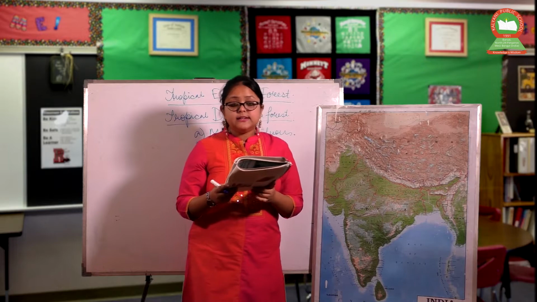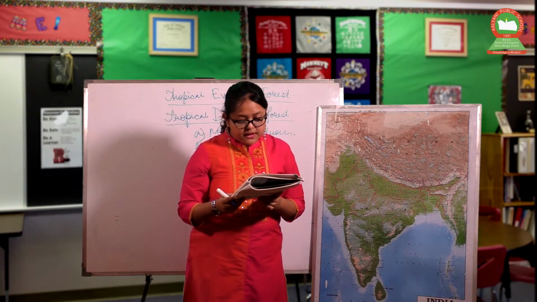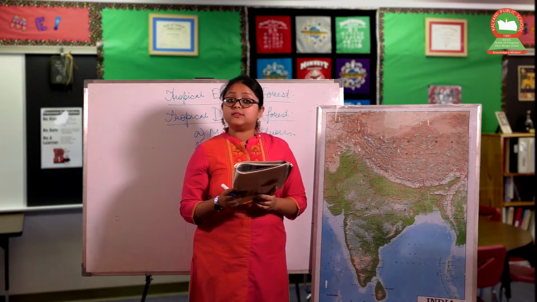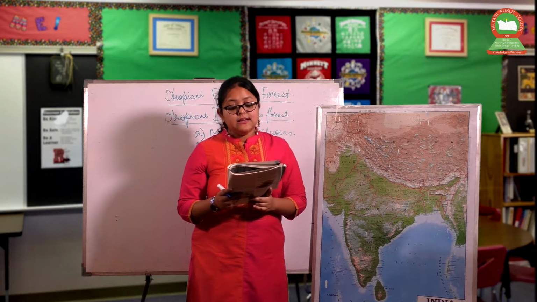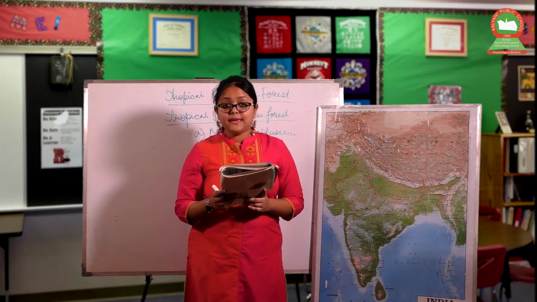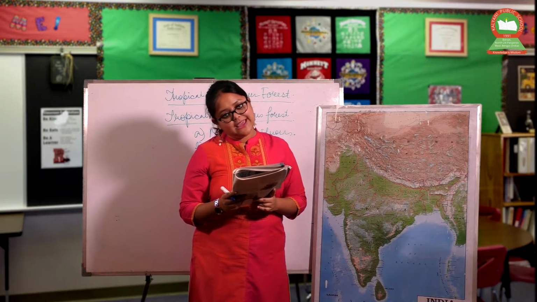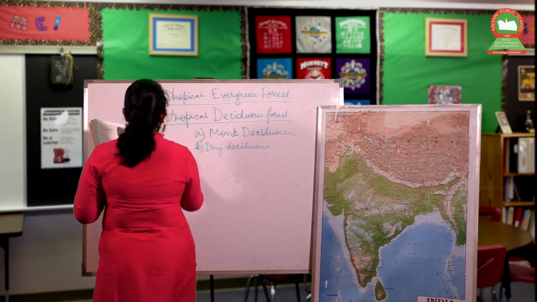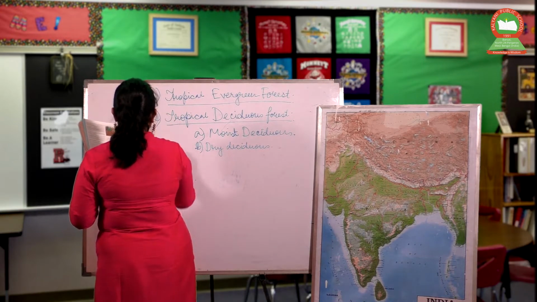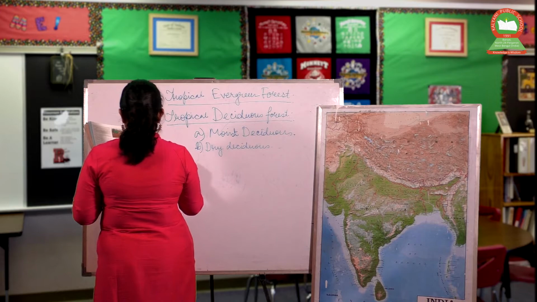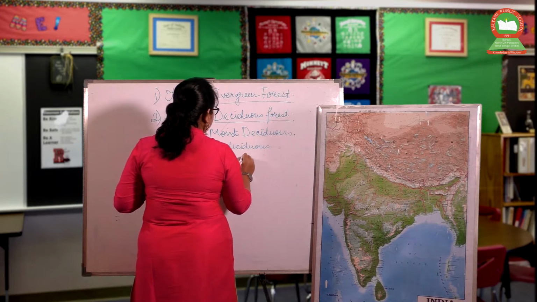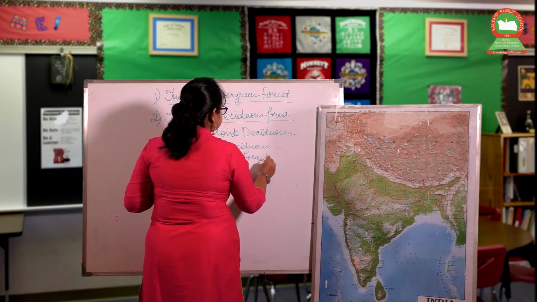What are the trees we can get? Trees like teak, shal, peepal, neem, all can grow here. And what are the animals we can get? Lion, tiger, pig, deer and elephants, etc. The third one is tropical thorn forest or desert forest.